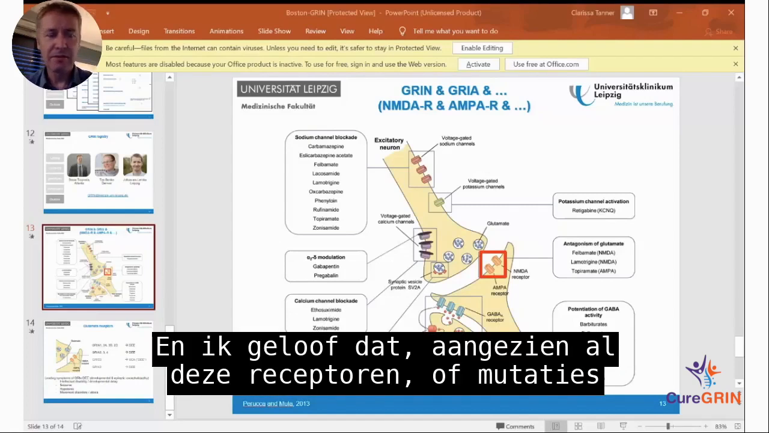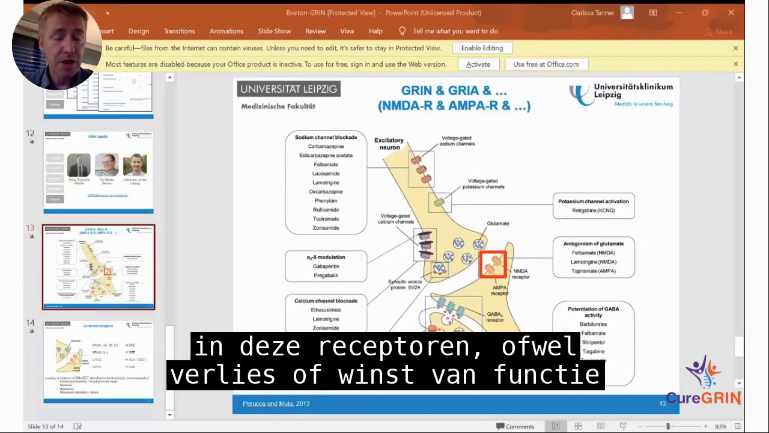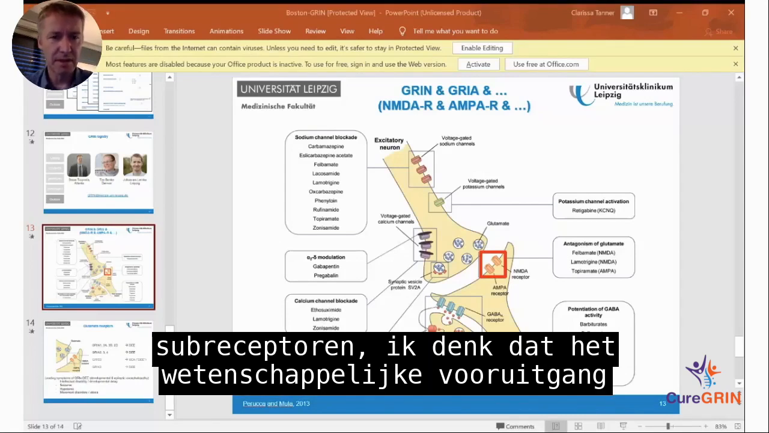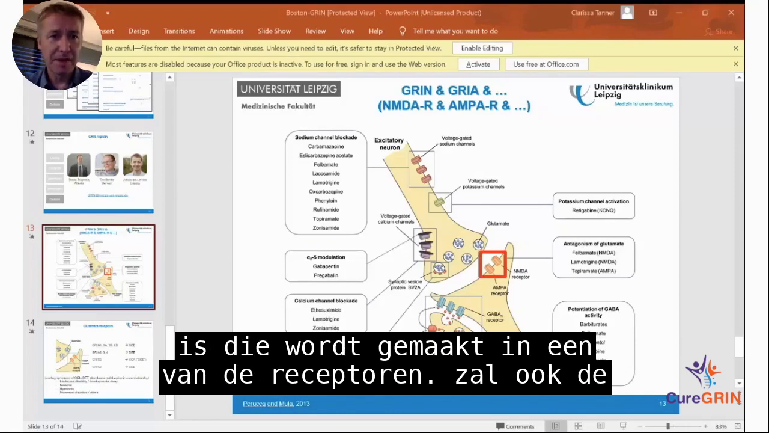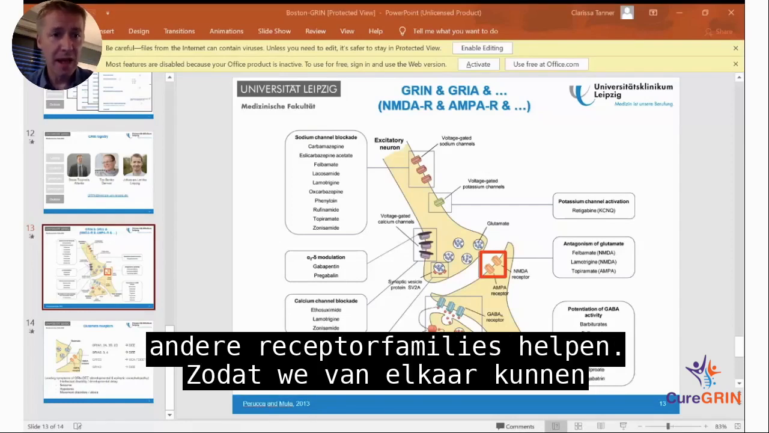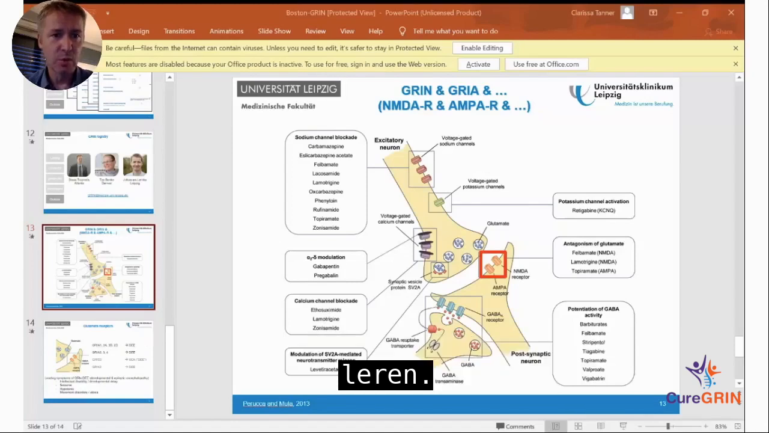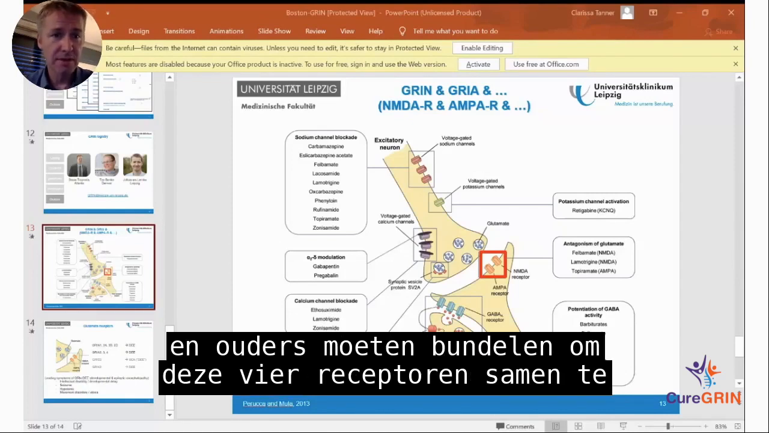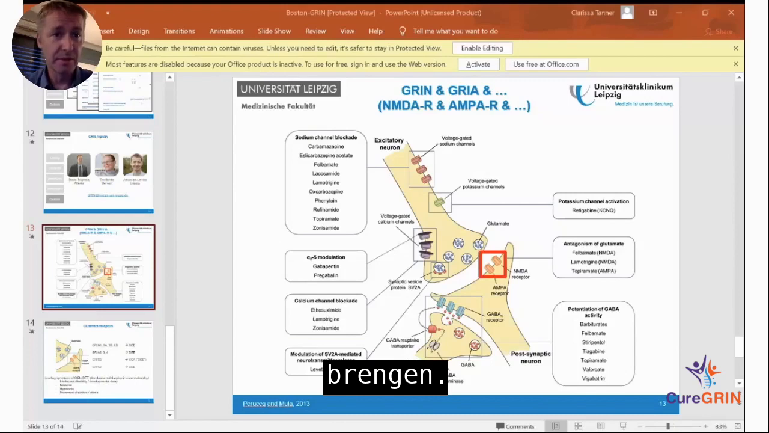And I believe, as mutations in these receptors mediate either loss or gain of function, and that's a similar pattern in all of the subreceptors, that scientific progress made in one of the receptors will also help the other receptor families. So we can learn from each other. That's why I think we should join forces among researchers and among parents to put these four receptors together.